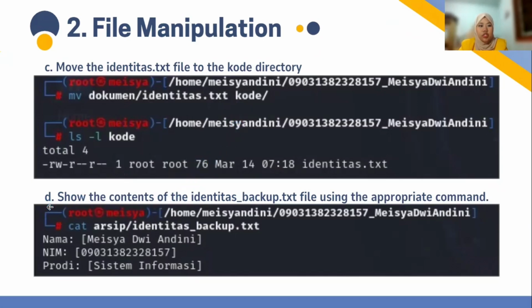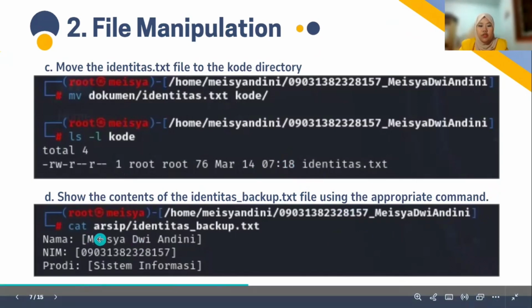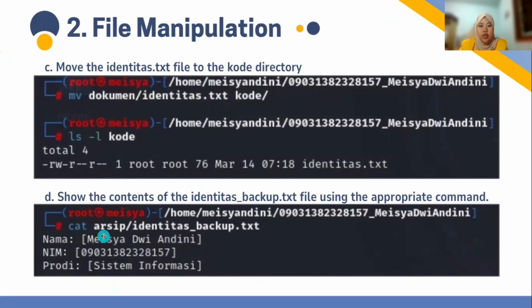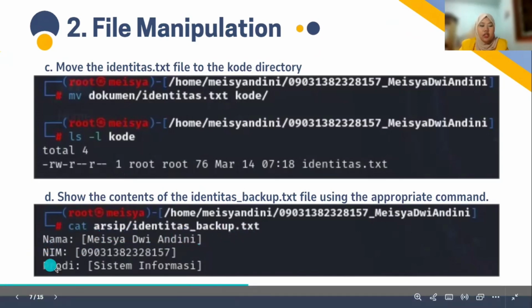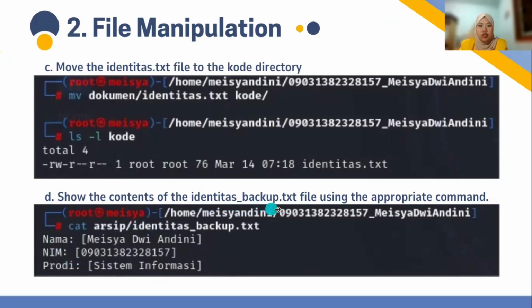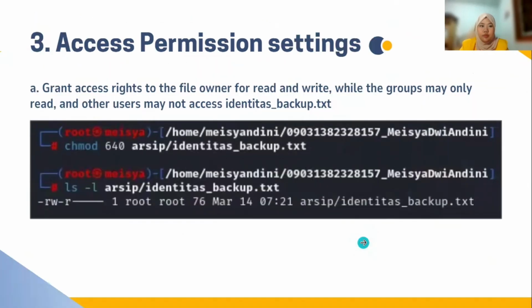Then in question 2D, show the content of the identitas_backup.txt file using the appropriate command. We use the cat command, space, subdirectory name slash file name. And then here's the result of the content in the identitas_backup file.